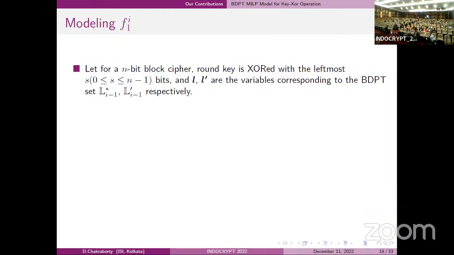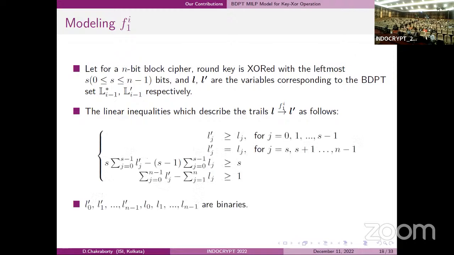So first, modeling the F1_i function: for an n-bit block cipher, suppose the round key XOR is at the leftmost bit, without loss of generality, I am assuming. And so the linear inequalities corresponding to the F1 function are, I'm not going much into how we can construct these inequalities. For detailed analysis, please refer to the paper.